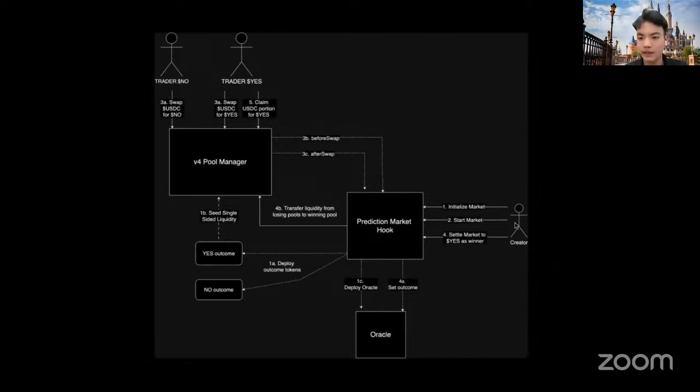There are three main players here. The first is the creator. The second and third are the traders, of yes or no tokens. A creator will initialize a market, let's say, will Trump win, yes or no? When you initialize the market, we have a hook that deploys the outcome tokens, a yes outcome token and a no outcome token, and we seed single-sided liquidity for a certain price range from X to Y in the V4 pool manager. We also deploy an Oracle.